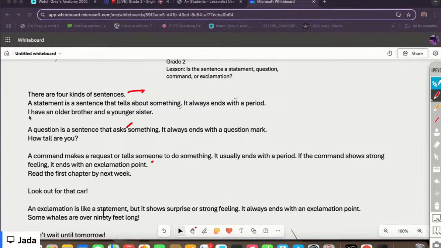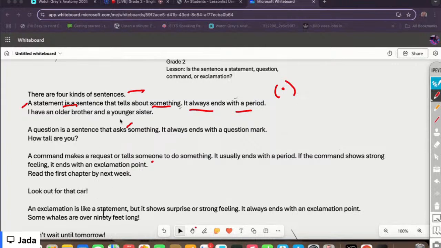The first sentence is a statement. A statement is a sentence that tells about something. It always ends with a period. Now, if you don't know what a period is, it is just this dot sign that you see. So this is a period. A statement tells us something.